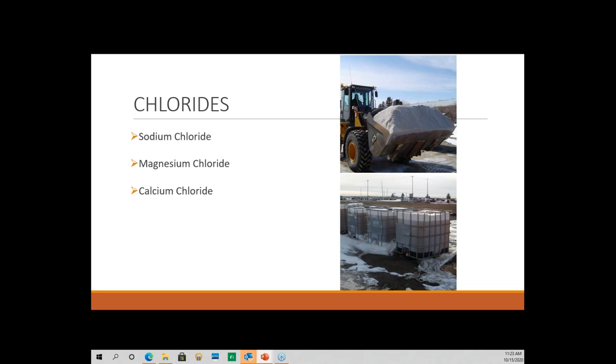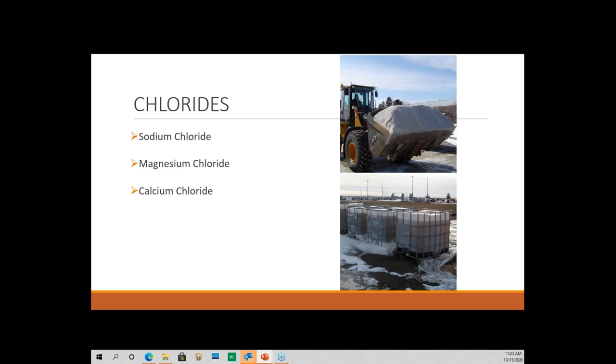And so we need to make sure that we're using the right amount of chemical for each type of condition that we're going to encounter, whether it's freezing rain, black ice, or a snow event, snow flurry. Those are all things that need to be considered as you're using your chemical, because there are different application rates. I can't give you one application rate that's going to work for all of them, because each of those conditions is going to be a little bit different. So the three primary chlorides, like I mentioned before, were sodium chloride, magnesium chloride, and calcium chloride.